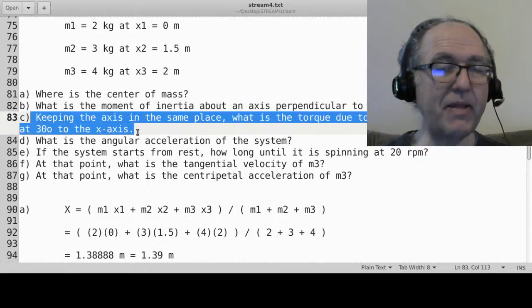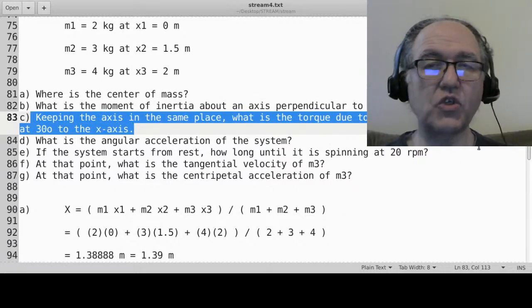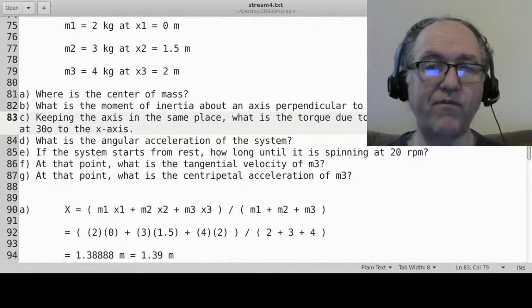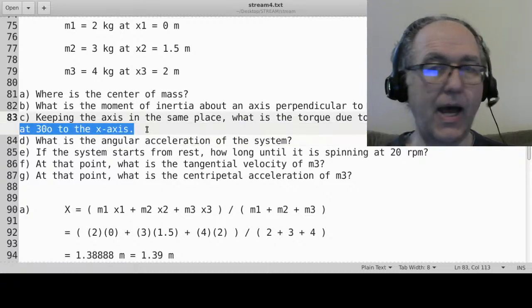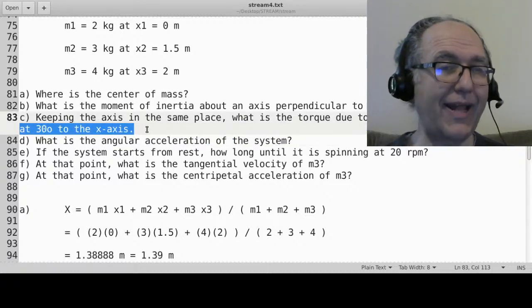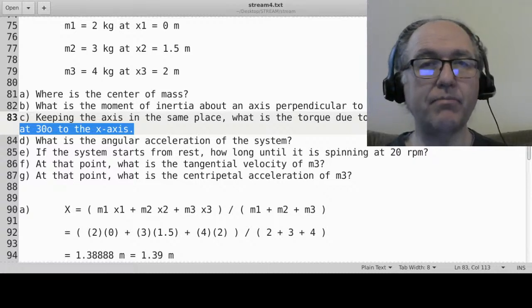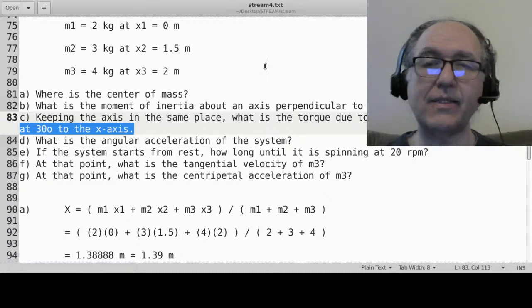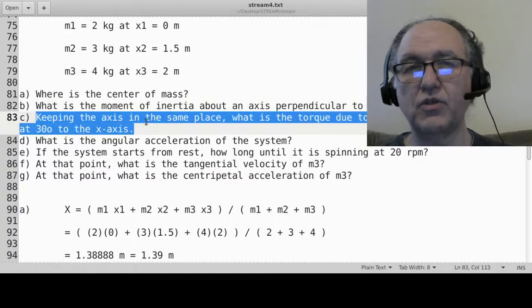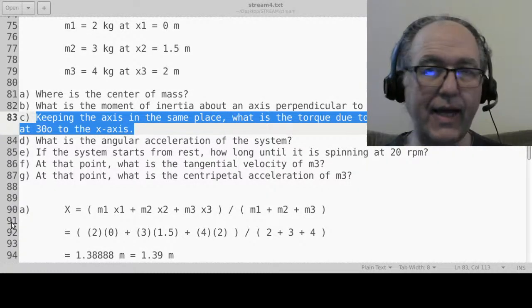And there it is. Now, keeping the axis in the same place, what is the torque due to a 4 kilogram force applied to M1 at 30 degrees to the axis? Now, this is slightly ambiguous, and I'll show you why when we get to the diagram.